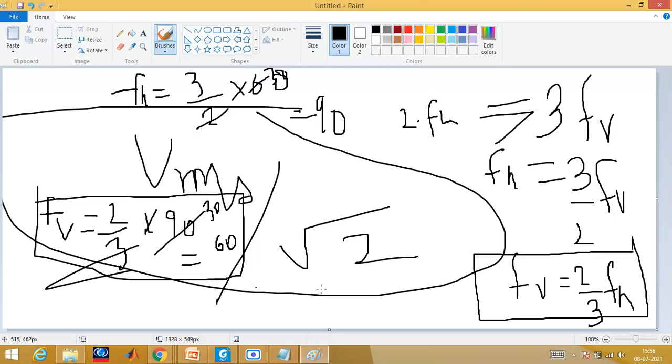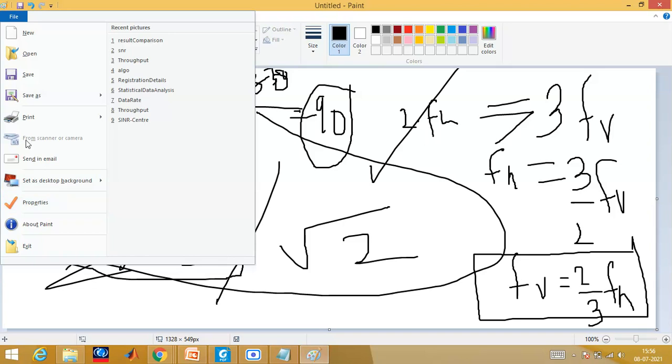Okay, see, first we assumed that the FH value is 90, and we substituted here, we got the value of FV. To counter check the same thing I have done, I got the same value. That means this is the formula, whatever we have derived is right. Okay, like this questions will be given to you in the exam.